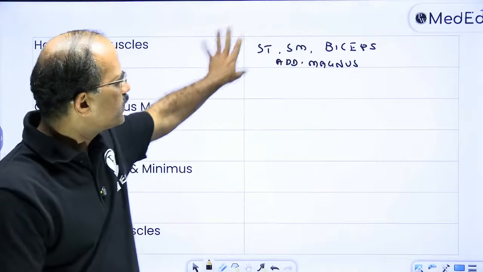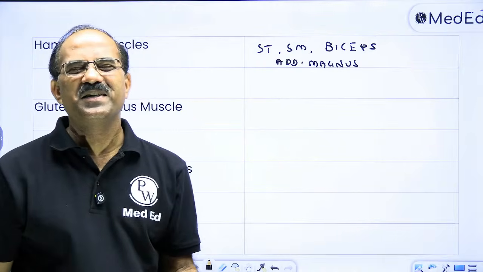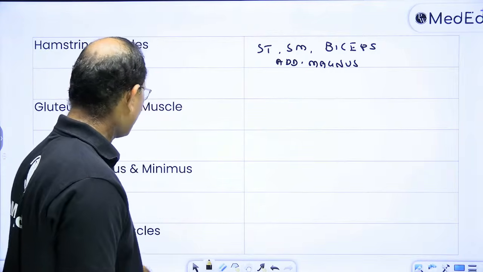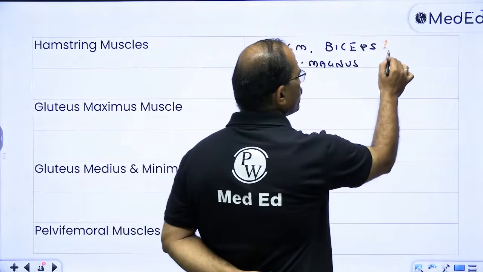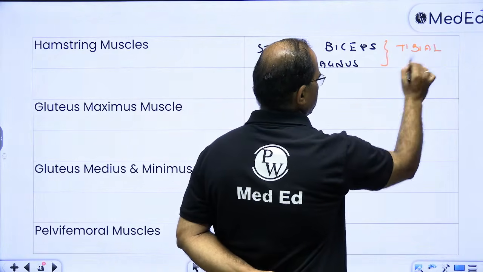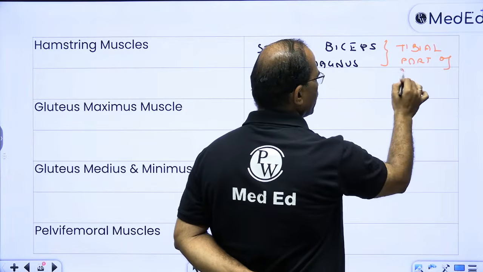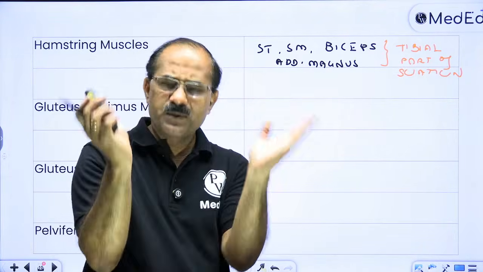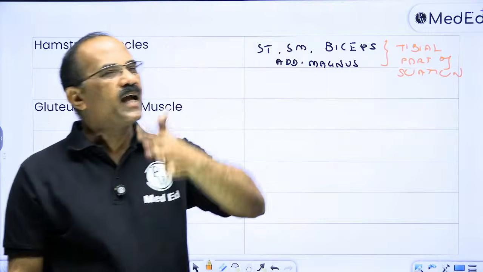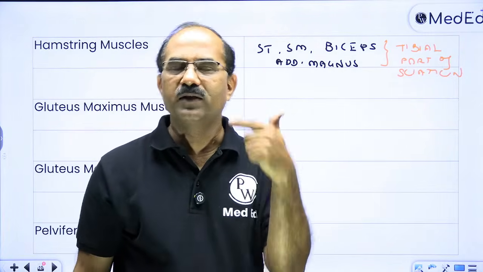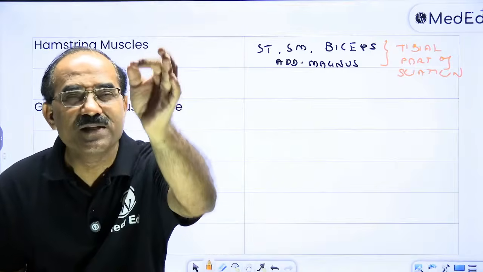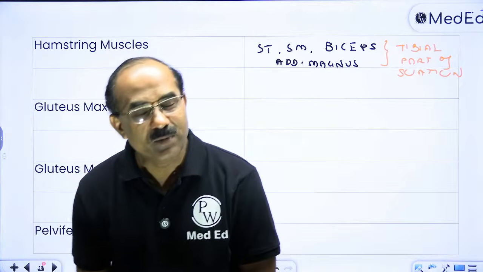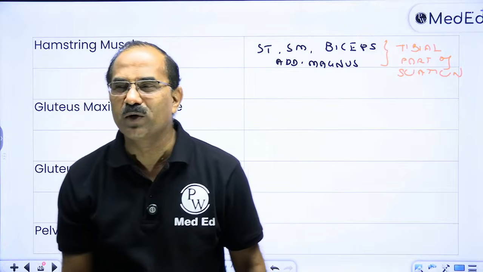Can anyone tell me what is the nerve supply of all these muscles? The nerve supply of all these muscles is the tibial part of sciatic nerve. ठीक है? वैसे biceps femoris has got two heads, long head and short head. The long head is supplied by the tibial part of sciatic nerve. The short head of biceps is supplied by whom? Anyone? Come on. The short head of biceps femoris is supplied by the common peroneal part of sciatic nerve.